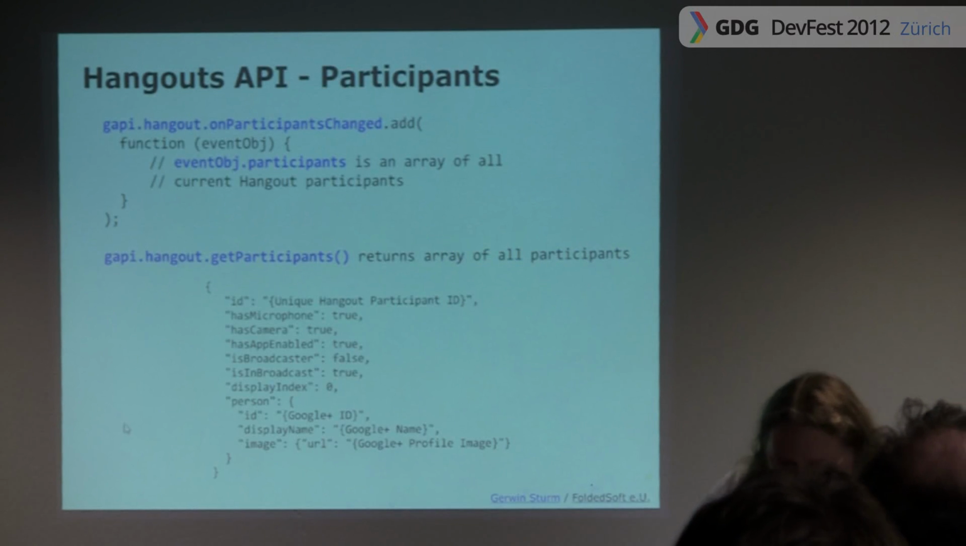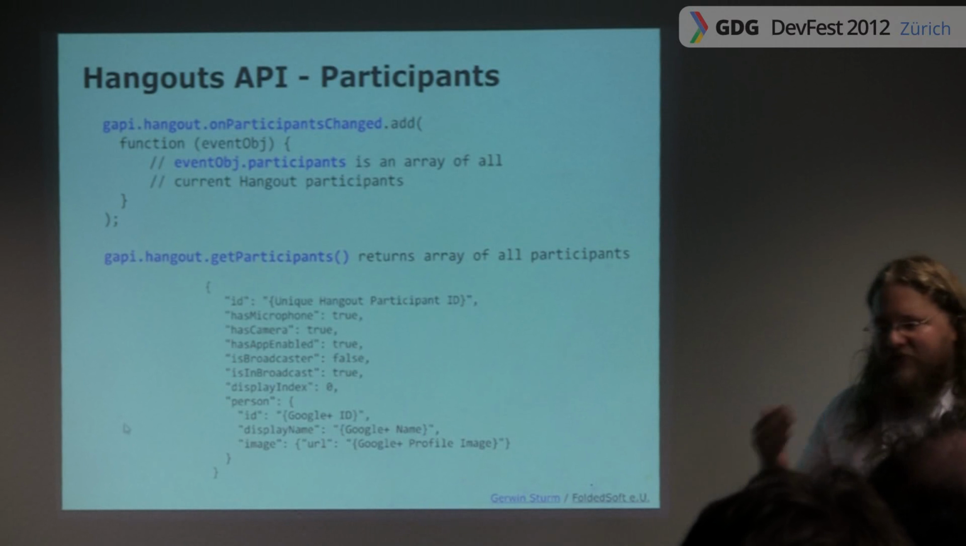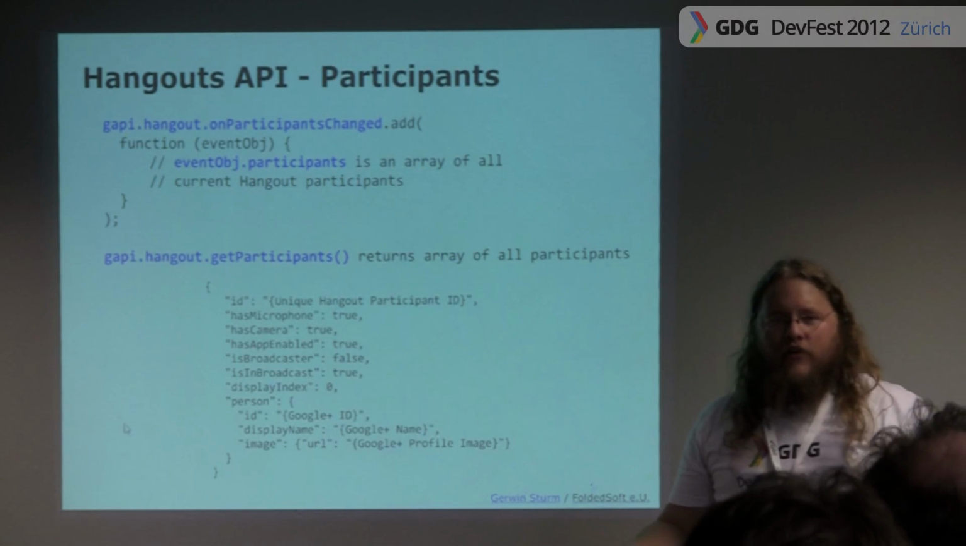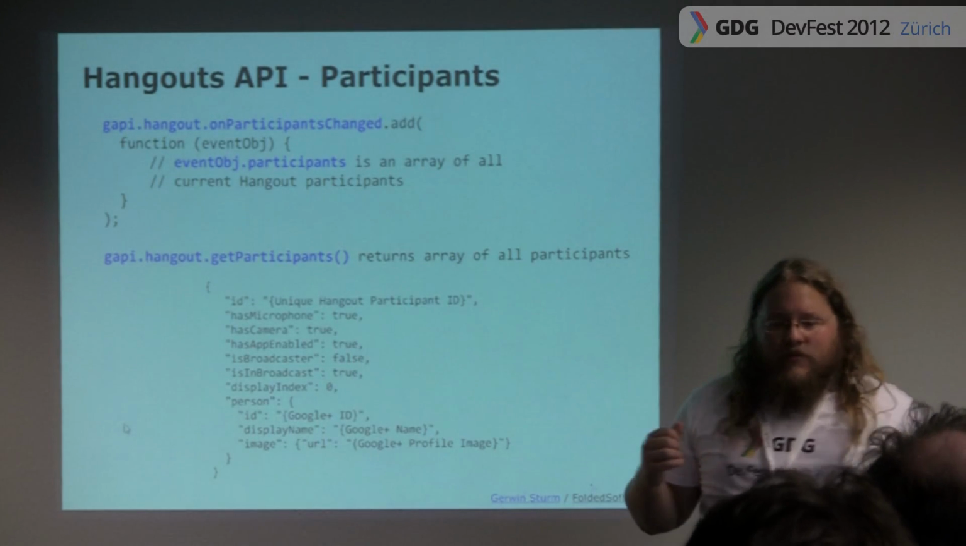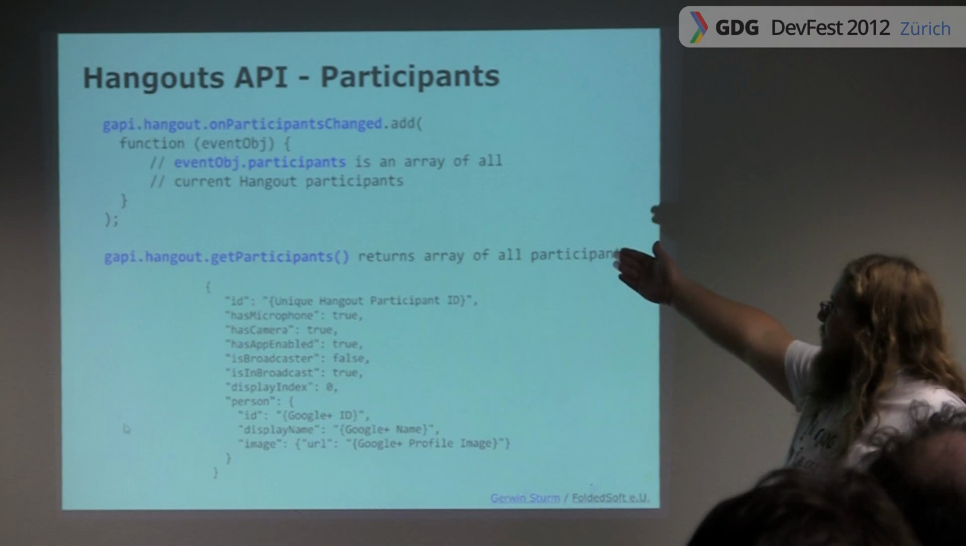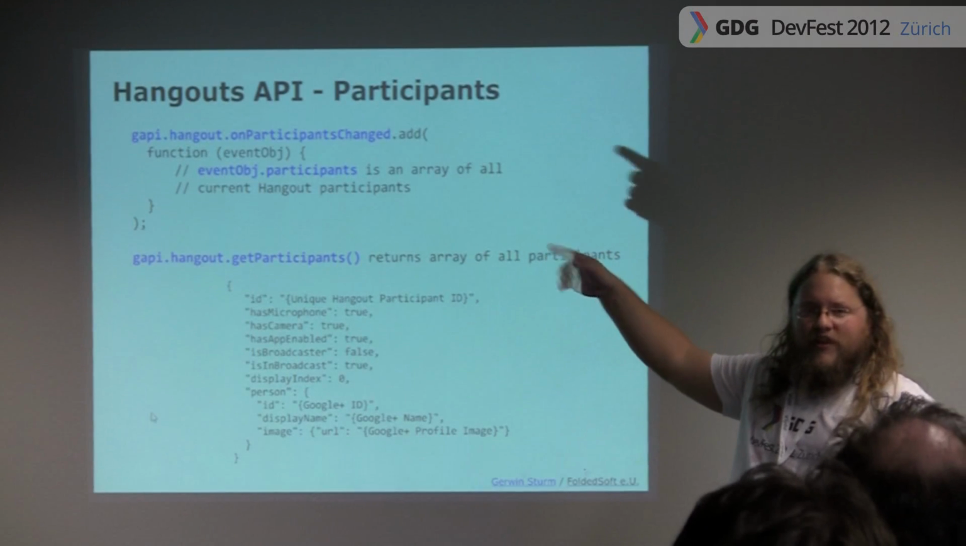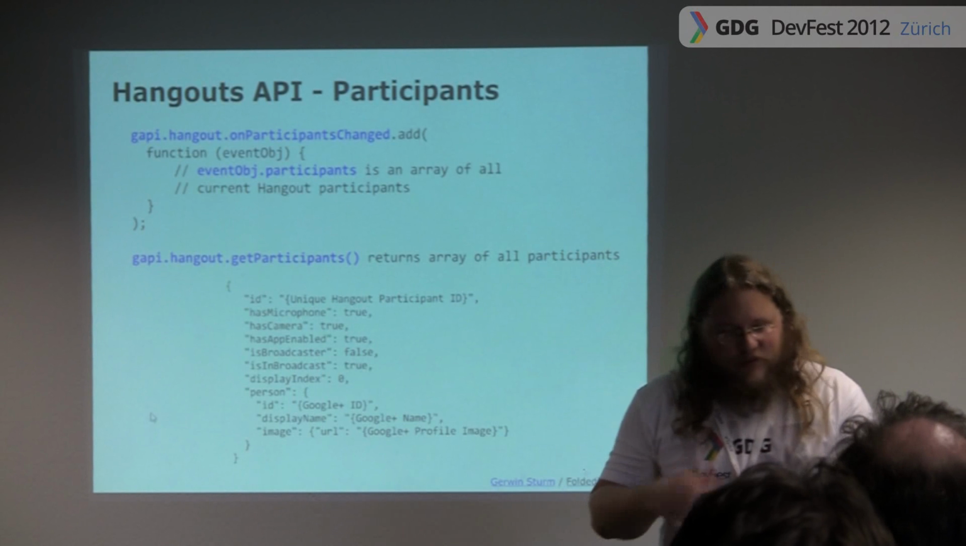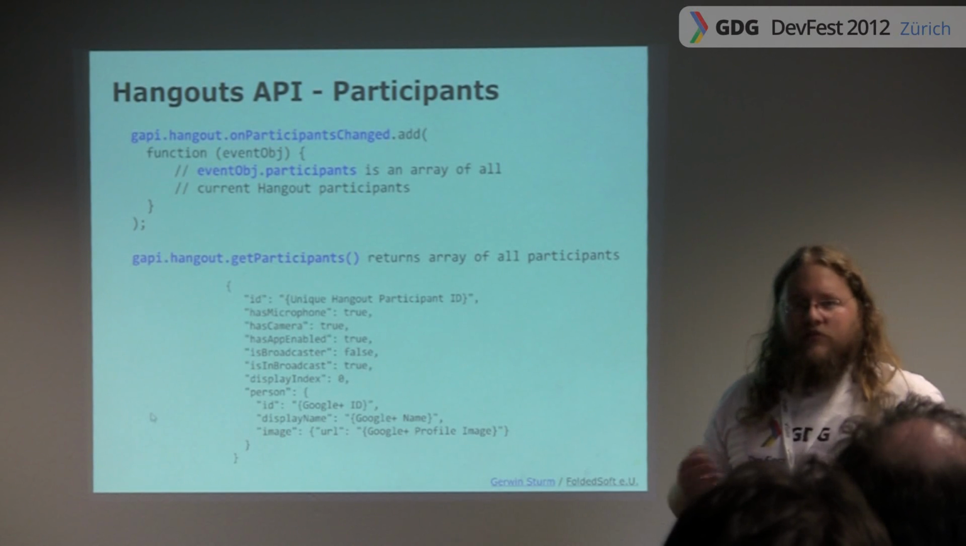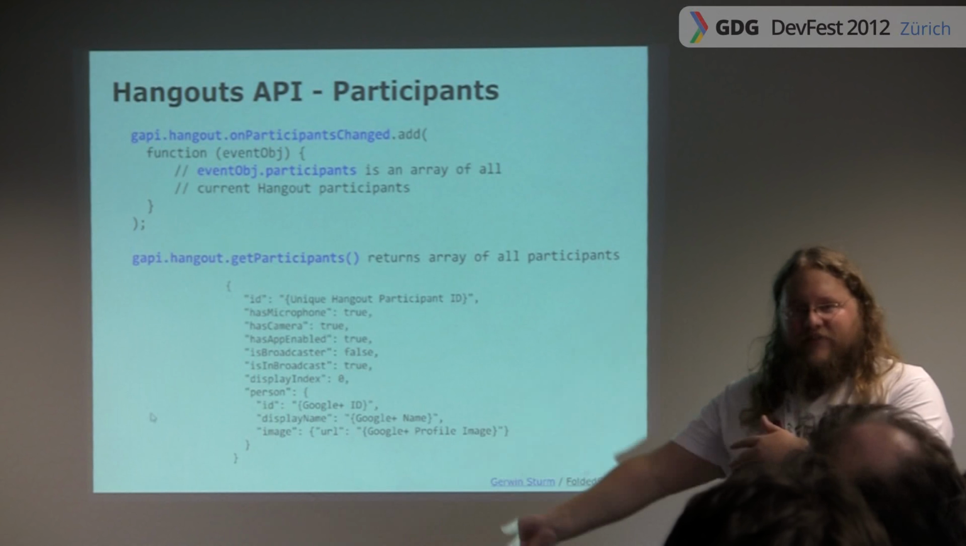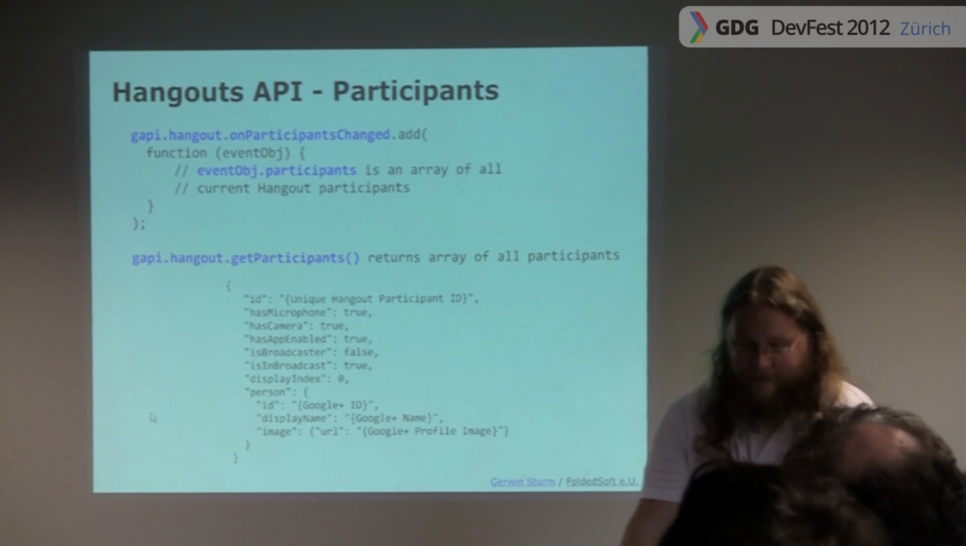And for the participants, for everything you can access in the API, you also have event objects. So if participants join or leave, you get an event for that which you can register, and make your app respond to new people coming in, people leaving, which is happening all the time.